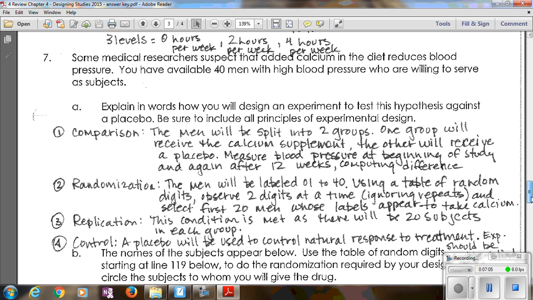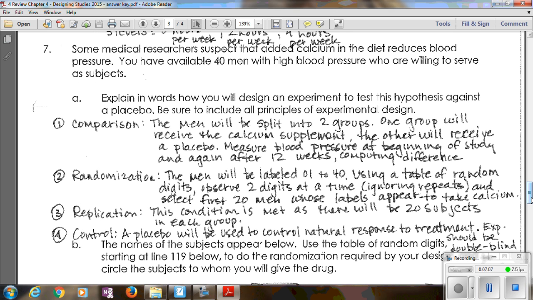The other thing that I didn't write is that one of the controls we're dealing with is that we're only dealing with men, and we're only dealing with men that already have high blood pressure. So that is another measure of control. It's going to reduce the variability if I'm not dealing with men and women. I might also want to select men of a certain age group to limit the variability as well, and that's another form of control. So all of those things are fine.